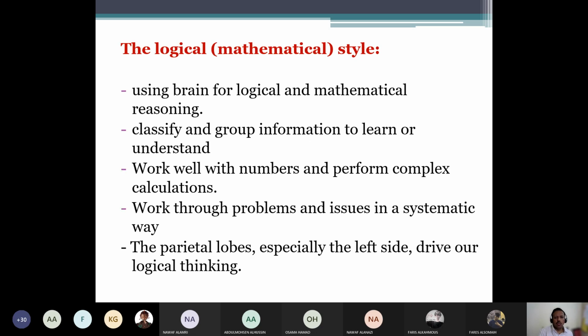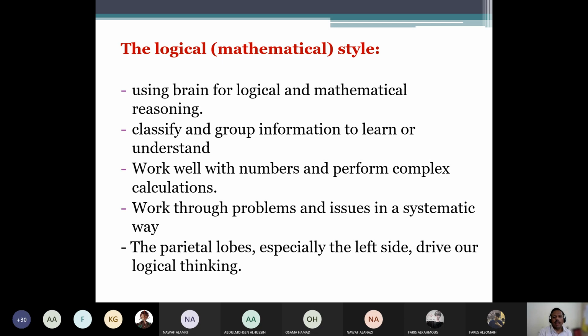Logical learners use the brain for logical and mathematical reasoning. They want the reason why something is happening. Once they understand the reason, they will learn properly. They classify the information into groups. If you give them a list of, let's say, 10 drugs, they will classify which drugs are related to protein, which to some particular enzyme, which to one particular area. Then they group them. So the 10 drugs may be grouped into 3 or 4, and then they remember.